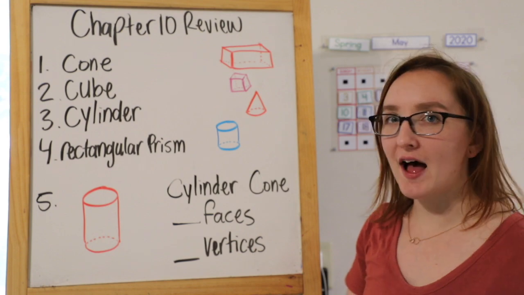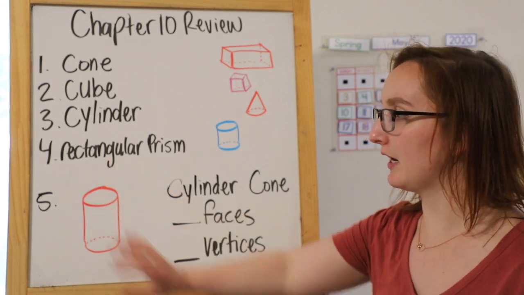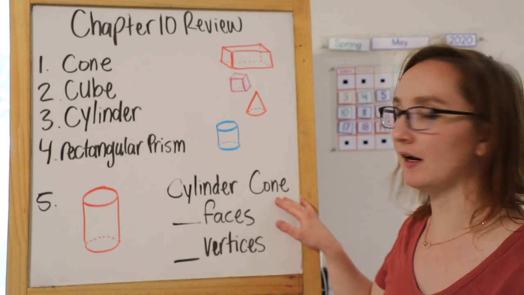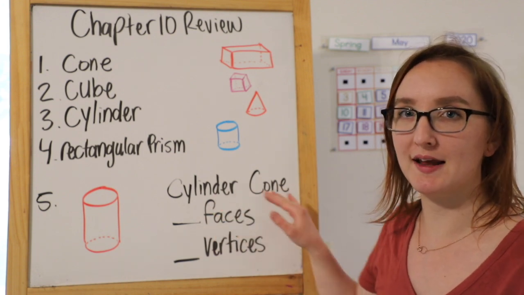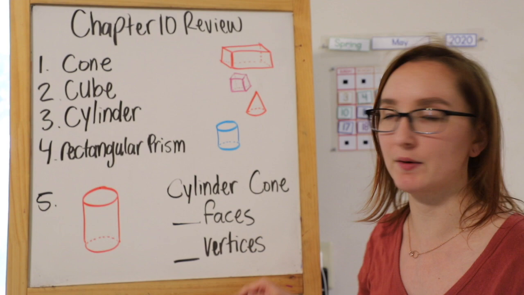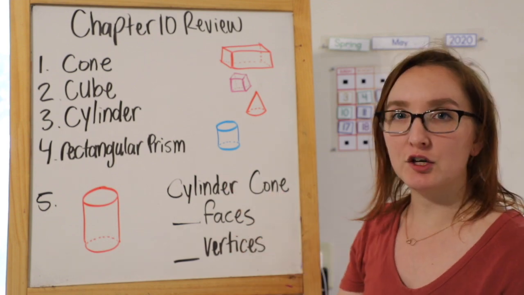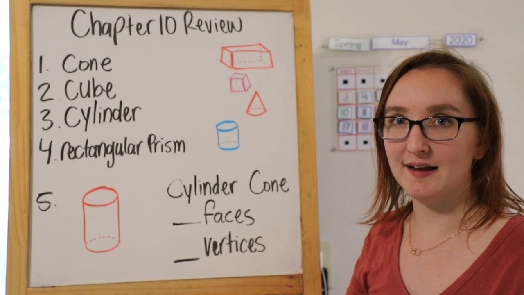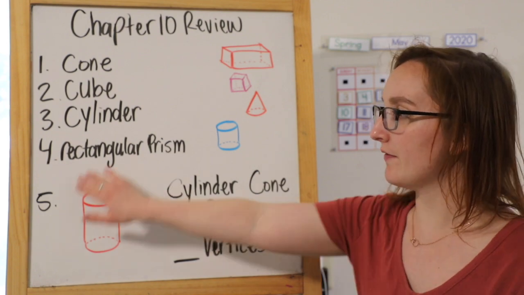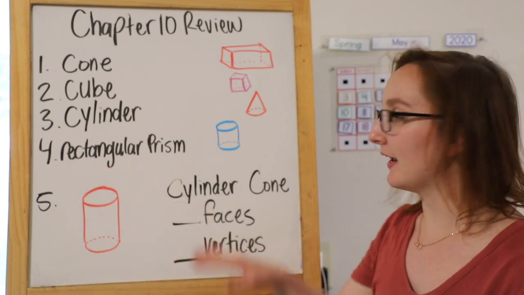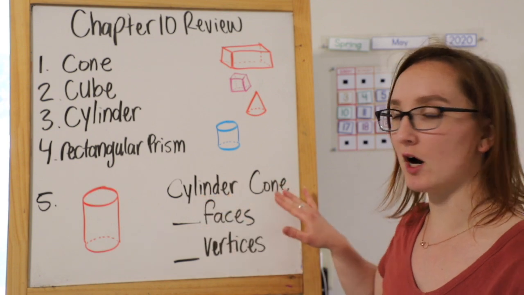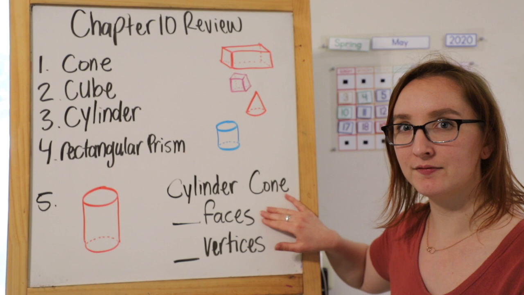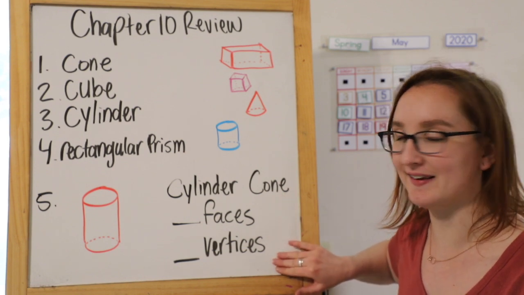Alright, number five, you have a shape here. You need to match it with the vocabulary word. Which one is it? So you're going to circle it by choosing that. Then you're going to write how many faces it has and how many vertices it has. So number five, look at this shape. Is it a cylinder or a cone? How many faces does it have? How many vertices does it have?